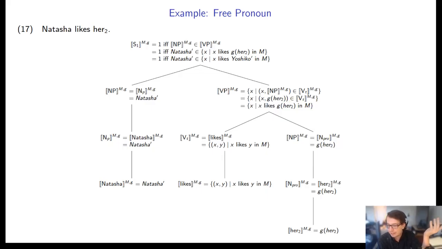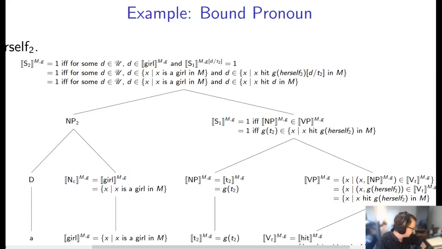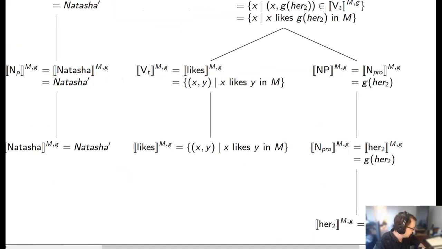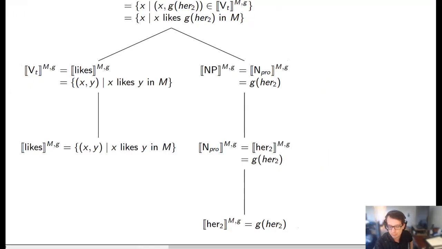Context tells you who her is. And it's the same with these sentences. So really the exciting part, this is the sentence, Natasha likes her. If we take a look, here's the exciting part of the tree. This is the word her, the object her. Because this is a pronoun, we need to use the assignment function to figure out what the pronoun is.